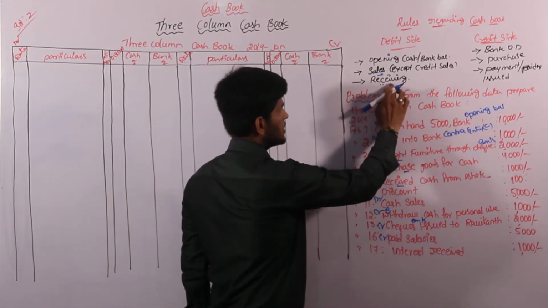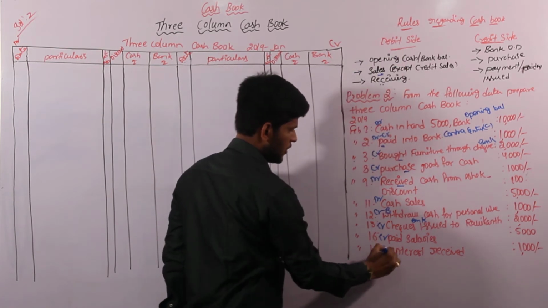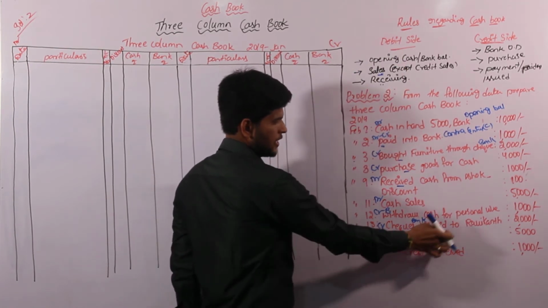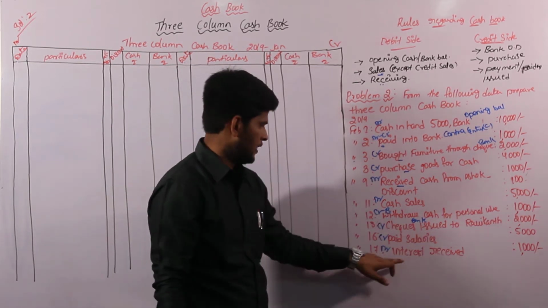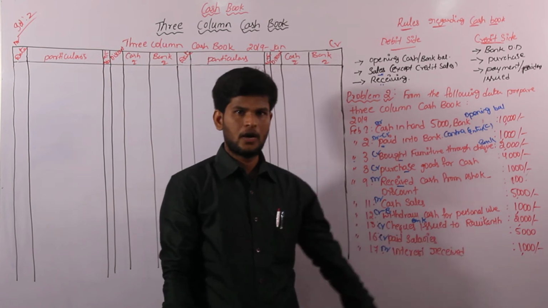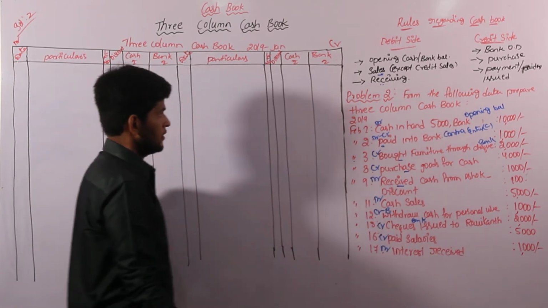Interest received. Receiving is on the debit side, so we have to give debit. Paid salaries. There is no cash and no bank mentioned, so we have to enter it directly in the cash column. Interest received. There is no check, so we have to enter this one also in the cash column.